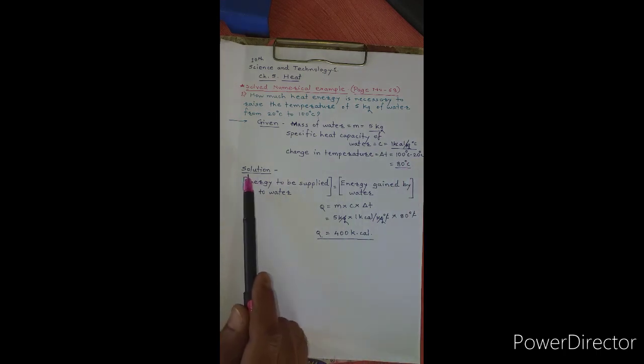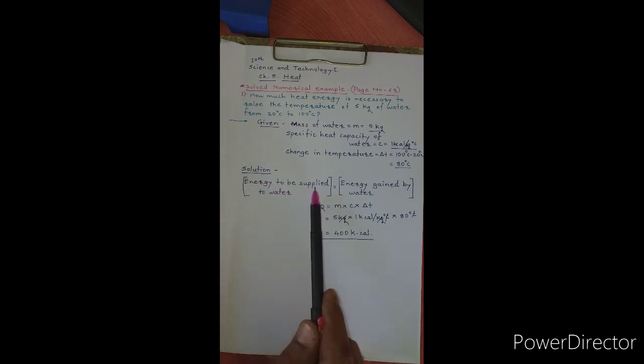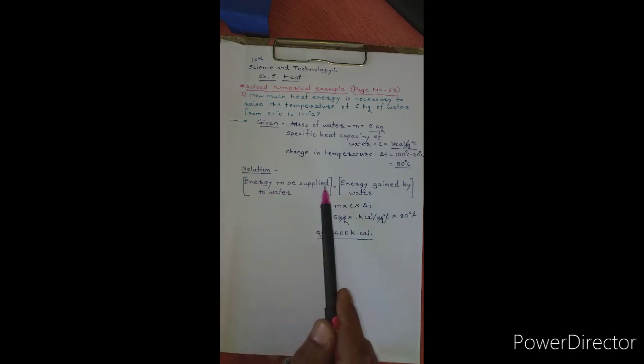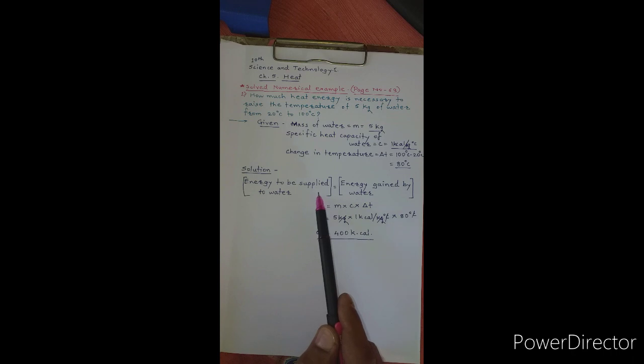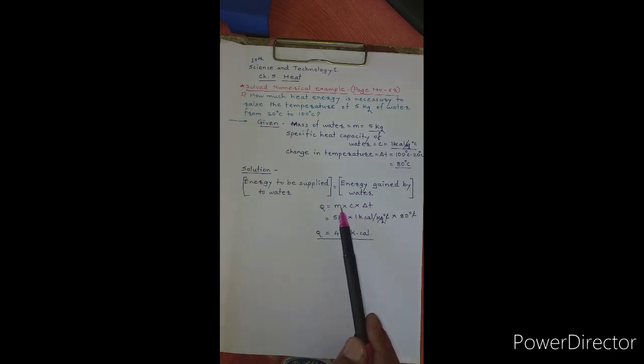Now the solution: energy to be supplied to the water is equal to energy gained by the water. This is nothing but the principle of heat exchange. Therefore, heat supplied to the water is equal to heat gained by the water.